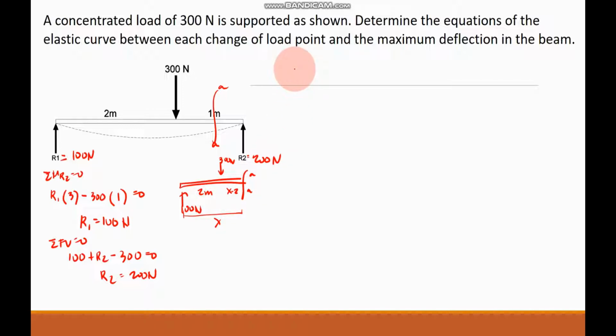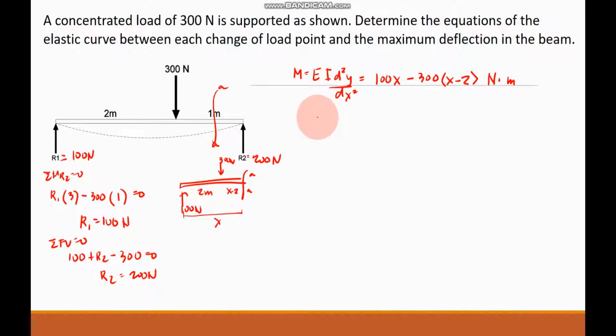And we know that our moment is equal to the modulus of elasticity multiplied by the moment of inertia multiplied by the second derivative of y with respect to x, which is equal to 100 multiplied by x minus 300, we have x minus 2 as the moment arm, x minus 2, and this is in Newton meter. So this is now our moment equation.